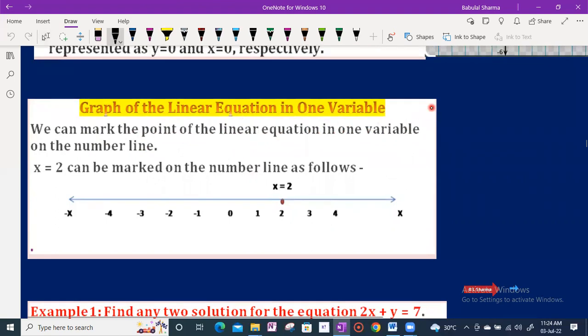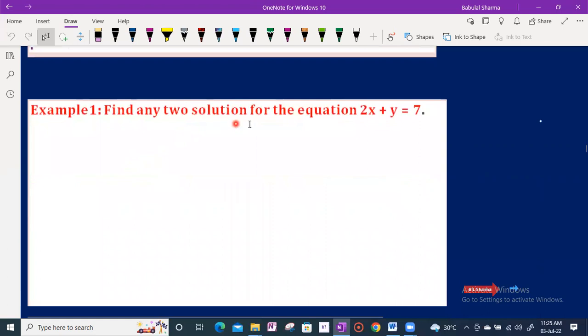देखिए, you are taking here let x is equal to 2. ये हमारे पास वन वेरिएबल है और इस वन वेरिएबल में हमें केवल एक ही पॉइंट पे आप नंबर लाइन बनाइए और इस पे x is equal to 2 उस पॉइंट को मार्क कर दीजिए. So the graph of a linear equation in one variable is a point. That is a point. But find any two solutions for the equation 2x plus y is equal to 7.